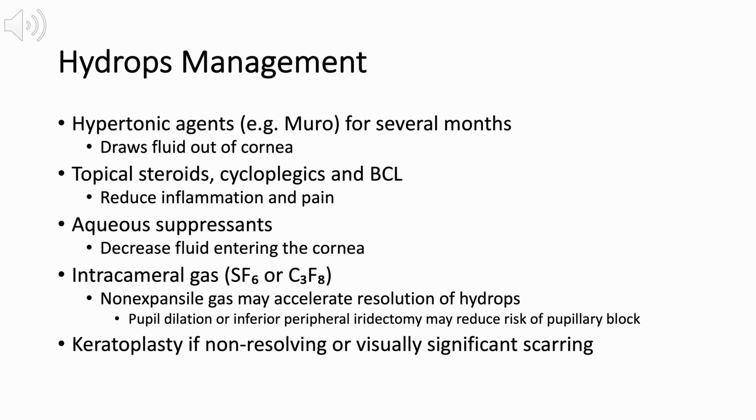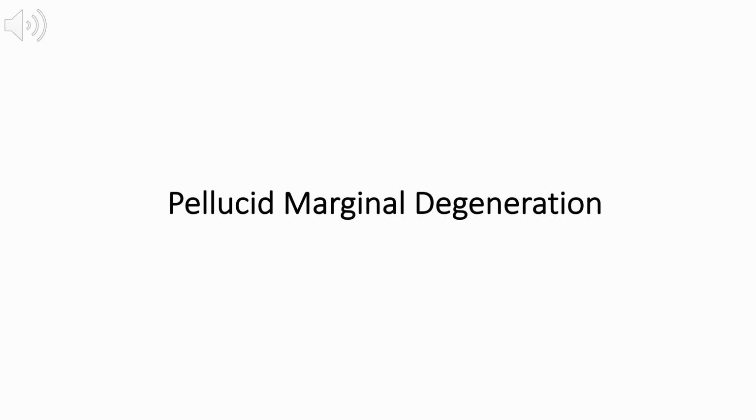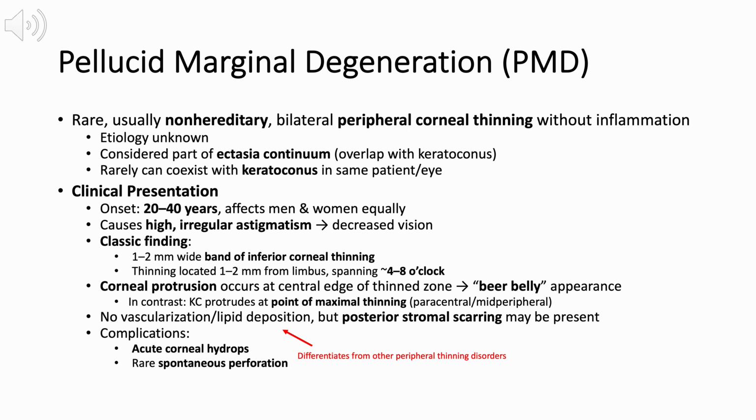In cases where hydrops does not resolve or when it results in visually significant scarring, keratoplasty may ultimately be required. So, hydrops management is stepwise, starting conservatively with hypertonics and supportive therapy, moving to intracameral gas if needed, and finally considering surgery if the episode leaves visually debilitating scarring. Now let's shift gears to talk about another common cause of corneal ectasia, pellucid marginal degeneration.